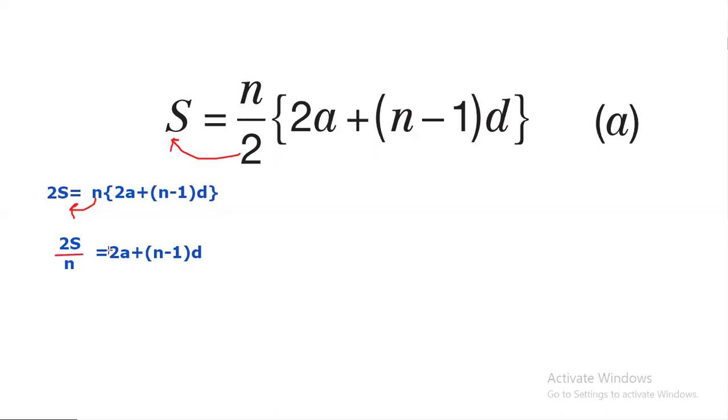Now, what should I do? I need the a alone. It means I can take the whole element like this. This is a whole element. I can move it to the other side and change the sign. Here it is added, or it has a positive sign. It means when I take it to the other side, it's going to be negative. So let me show you how to write it. First, I'm going to write 2s over n, and then the part that has the negative, so minus bracket n minus 1, n minus 1, close bracket d.